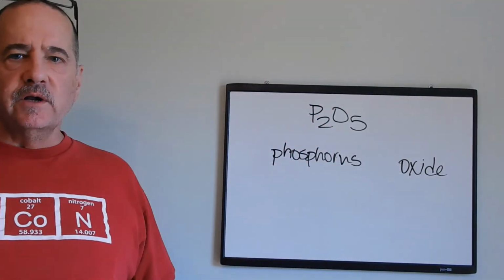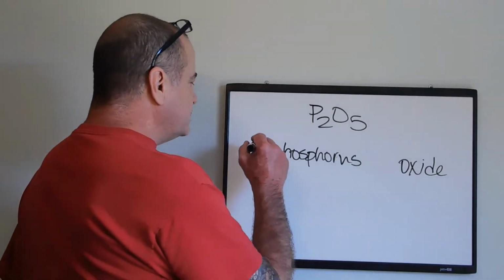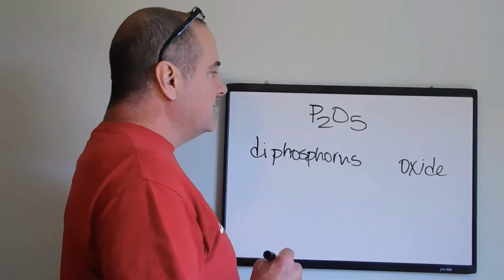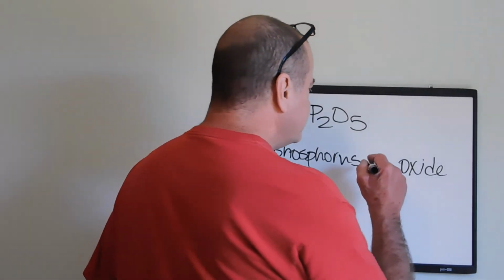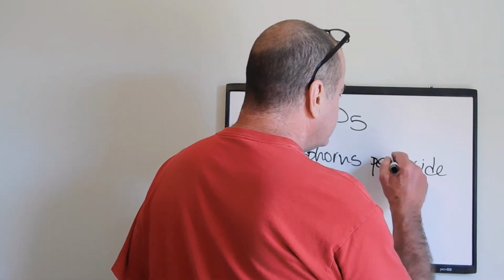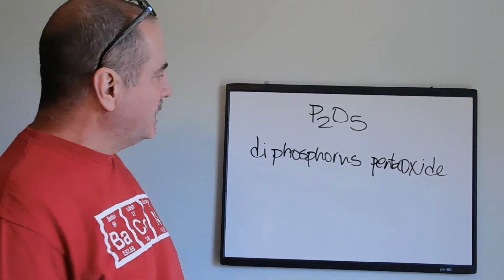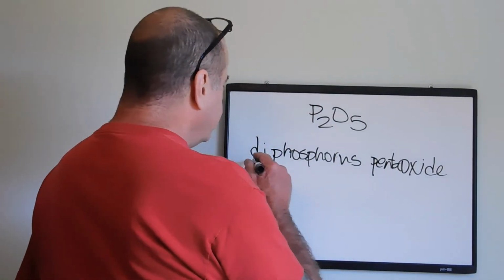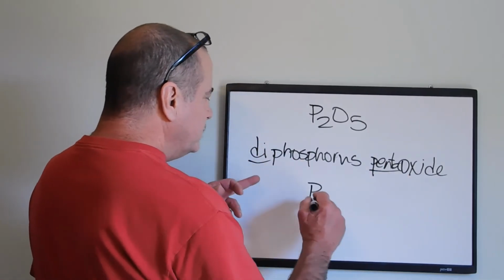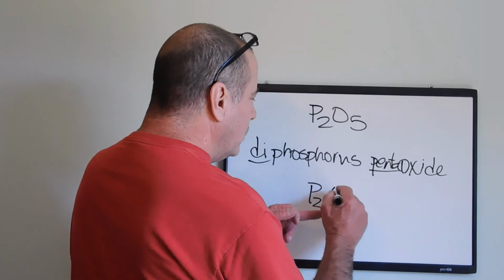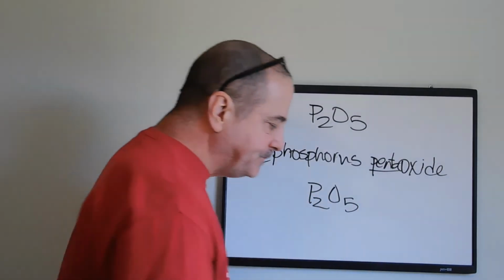Now you assign the Greek prefixes. I've got 2 phosphorus, the Greek prefix for 2 is di, and the Greek prefix for 5 is penta. Okay? When you're going back the other way, you look what the Greek prefixes are. You write down P2O5. Pretty simple.